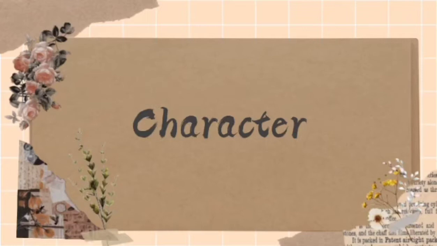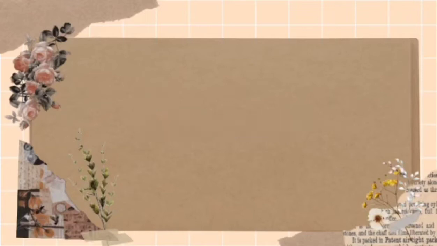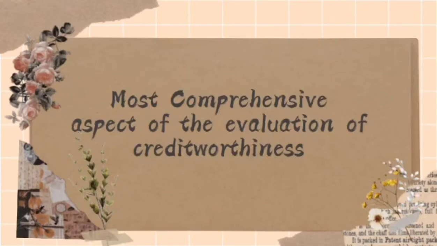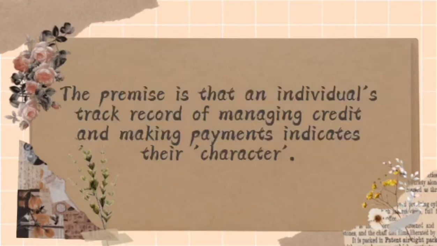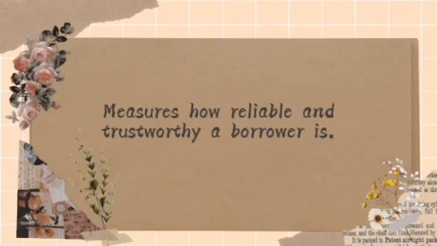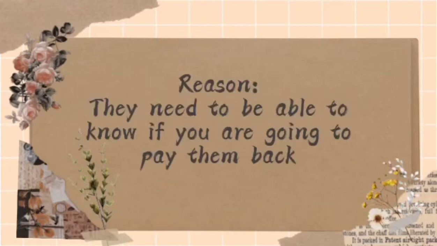The first C is character. Character is the most comprehensive aspect of the evaluation of credit worthiness. The premise is that an individual's track record of managing credit and making payments indicates their character as relevant to the lender. Character measures how reliable and trustworthy you are. Lenders have a good reason to consider your character, and that is simply that they need to be able to know if you are going to pay them back.